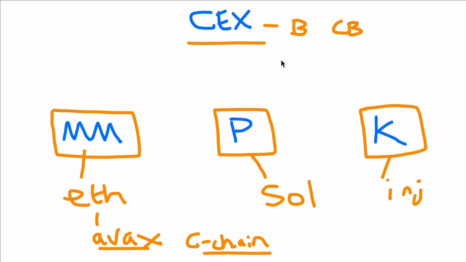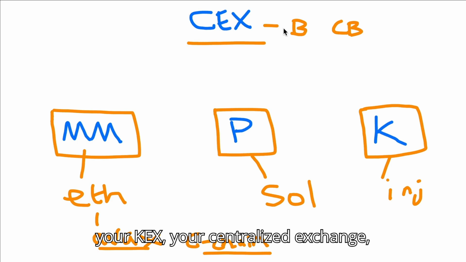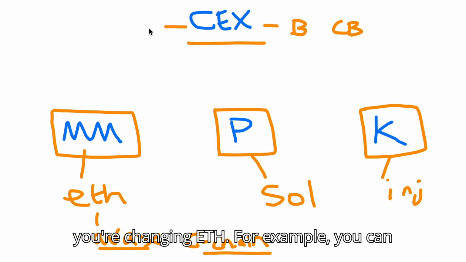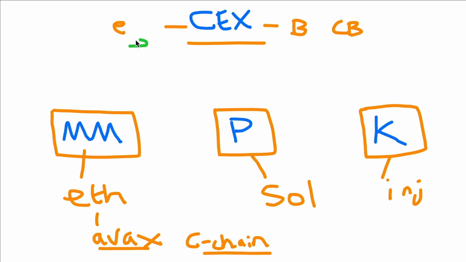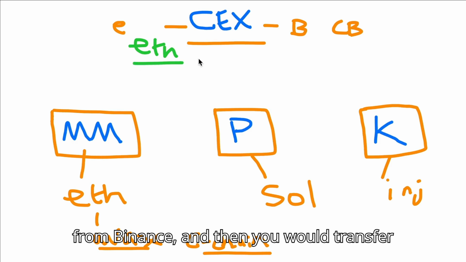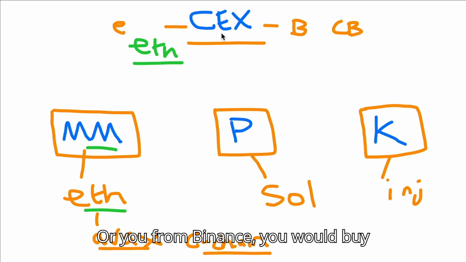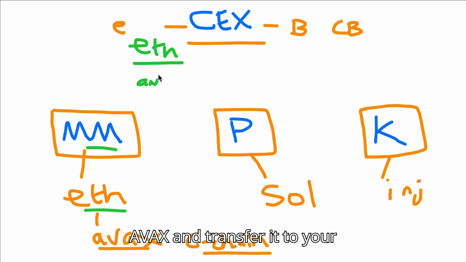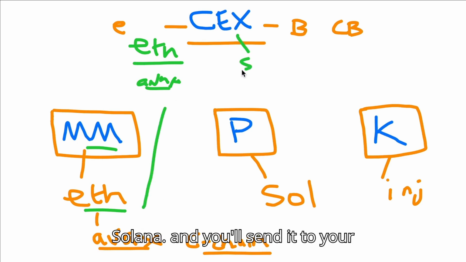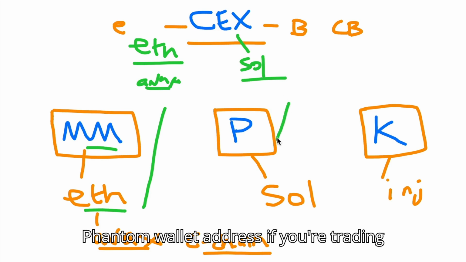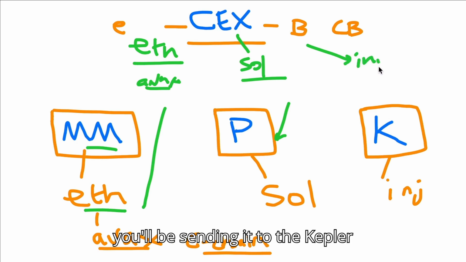And that's it. So basically what you're doing is from your CEX, your centralized exchange, you're changing to ETH. For example, you can buy ETH. Let me just change the color. So let's say you were buying ETH from Binance, and then you would transfer ETH to your MetaMask ETH address. Or from Binance, you would buy AVAX and transfer it to your AVAX address. Or you would buy Solana and send it to your Phantom wallet address if you're trading SOL. Or Injective, and you'll be sending it to the Keplr wallet.